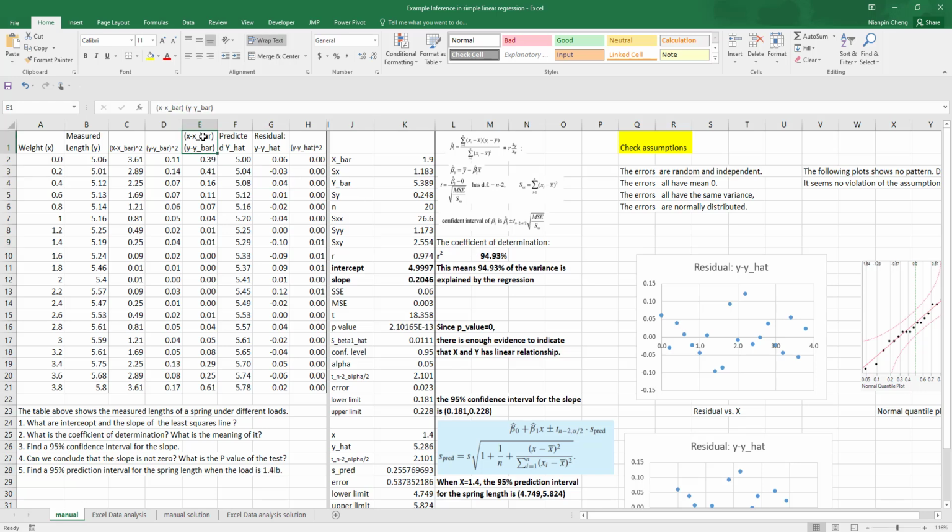And sum squared xy is just x minus x bar, and then multiply y minus y bar. So we add them together. That's the sum squared xy. We use it because we need this in the formulas. You see, this is the formula we used. So we need to manually calculate them.